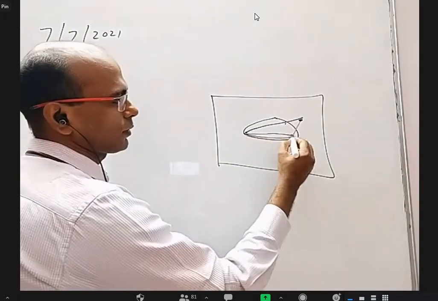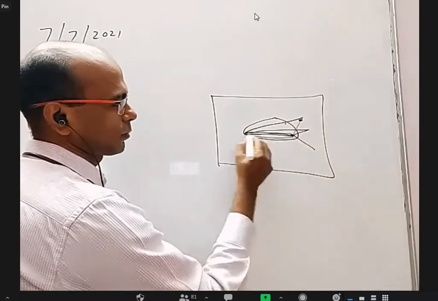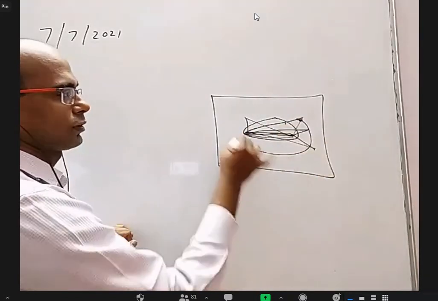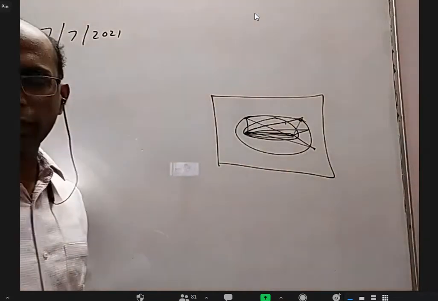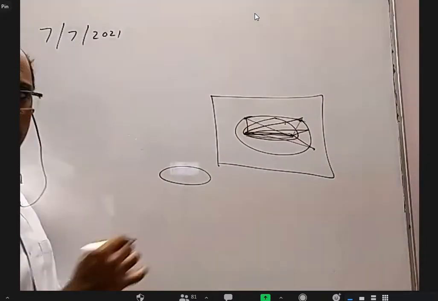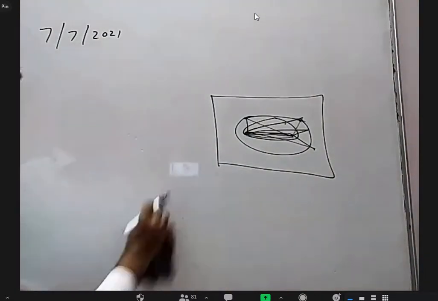After some time, the thread may be like this. So you are moving it like this. Then you will get an ellipse. Pakka. Not like a rough figure, not like you draw something roughly. An oval. What is the simple property of an ellipse? The sum of the focal distances is constant.